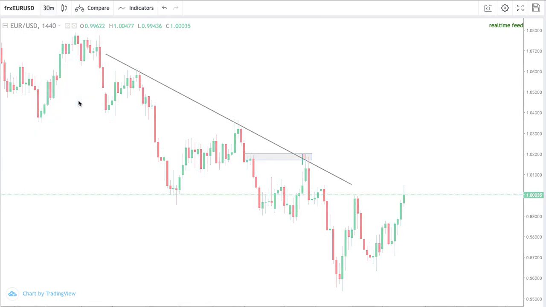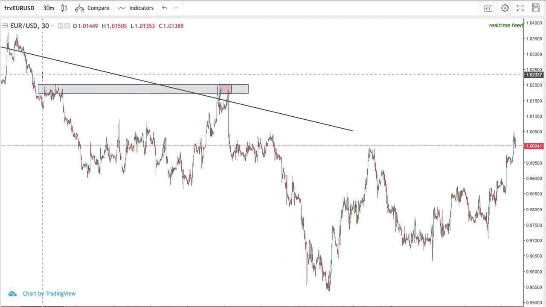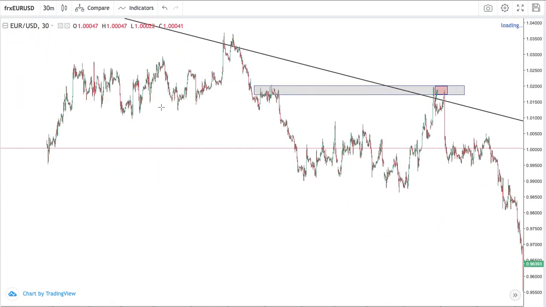Wait for a reversal candlestick. Okay, this is it. Are you seeing what happened here? This is it on the 30 minutes time frame. This is a reversal pattern here. This is an M pattern, which is a clear reversal.